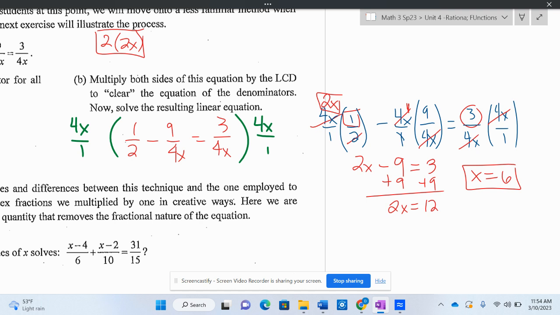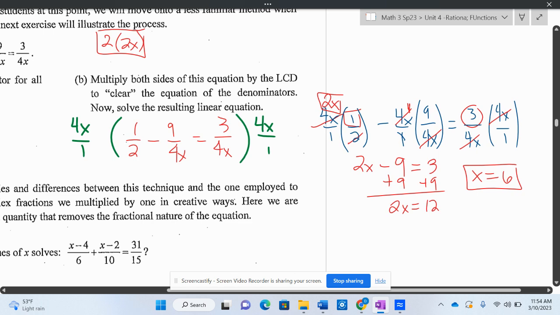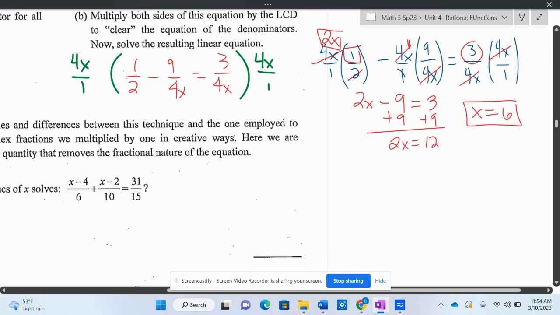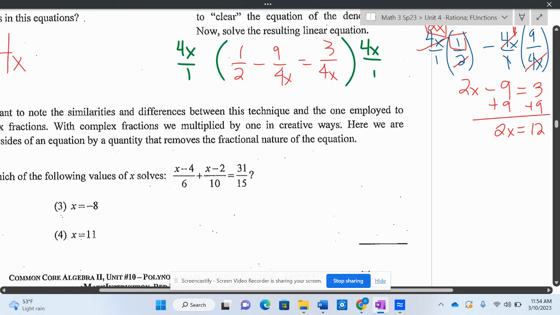Okay. I know it's a lot. I'm hoping that eventually you guys are going to be able to look at them and just the denominator will pop off the page for you, but it'll take a little practice for sure. So let's look at this next example.